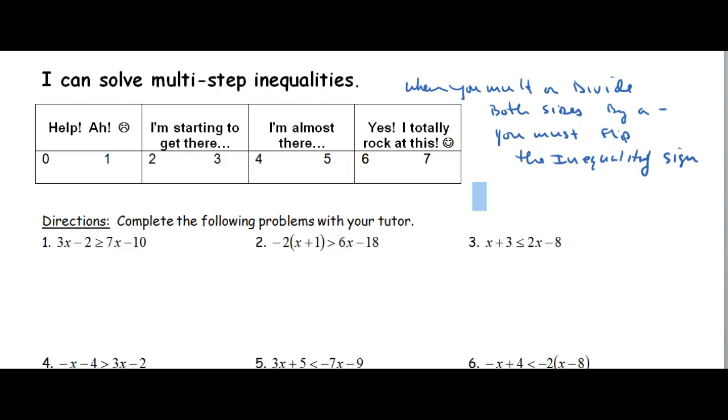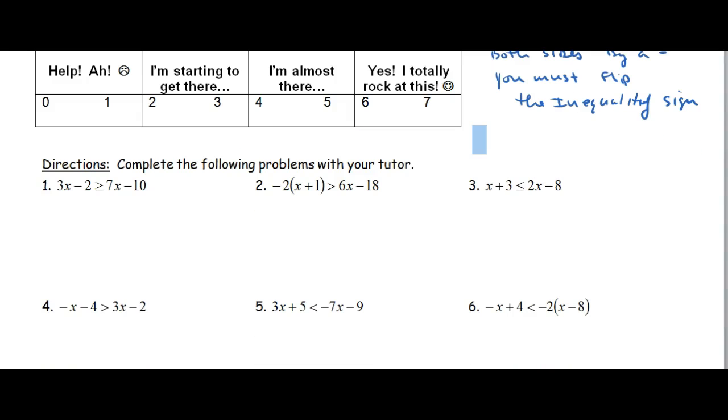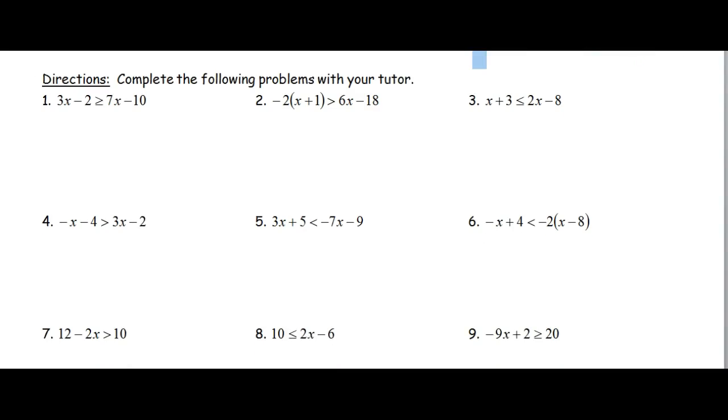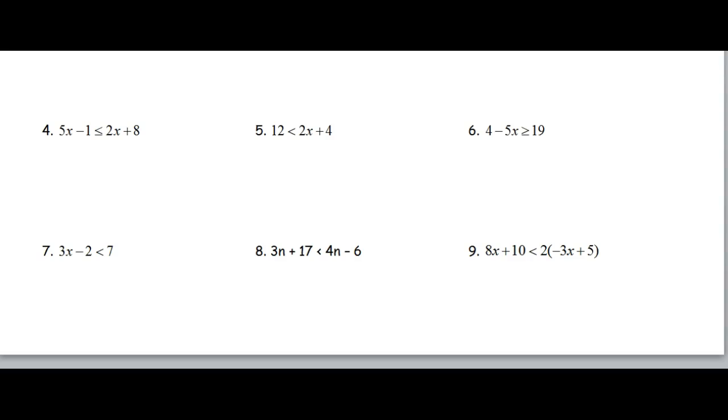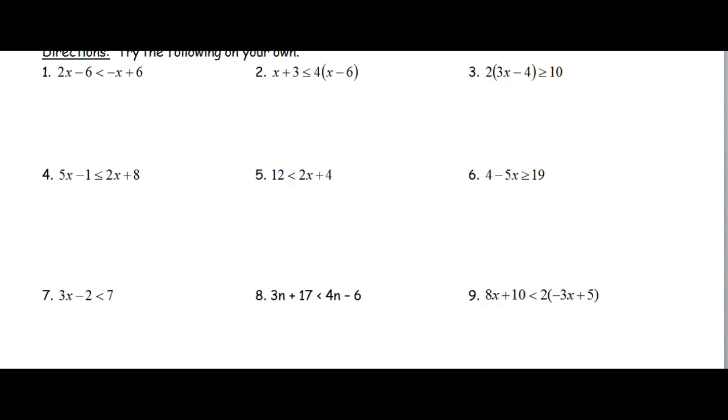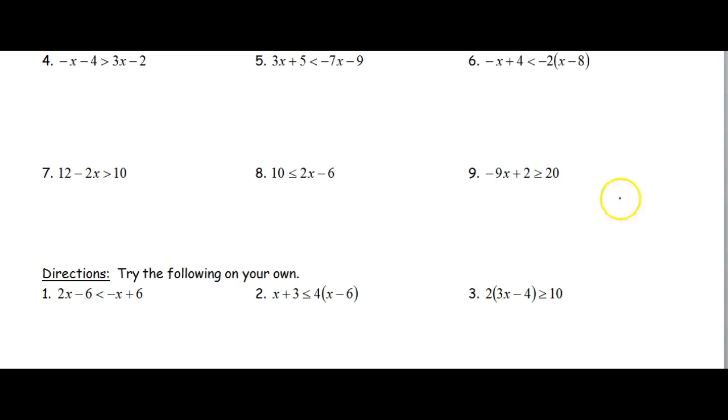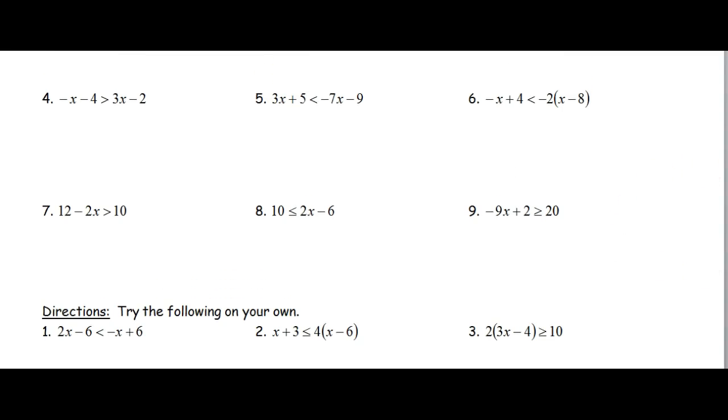Okay, that is the only thing you have to keep in mind when solving these. So again, the steps are the same. Distribute on both sides, combine like terms on both sides, variables to the left, constants to the right, and then go ahead and undo multiplication or division. So let's take a look at a couple of examples here.